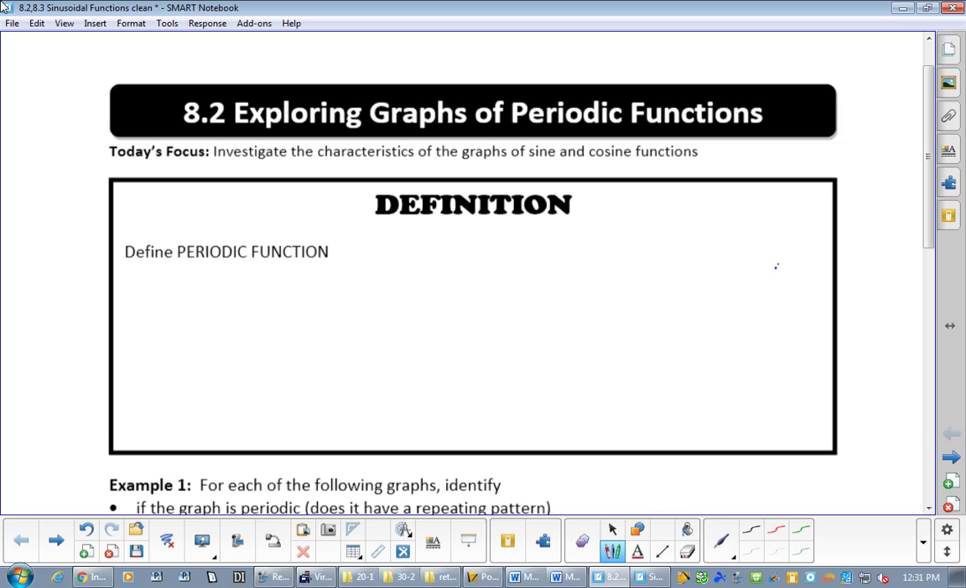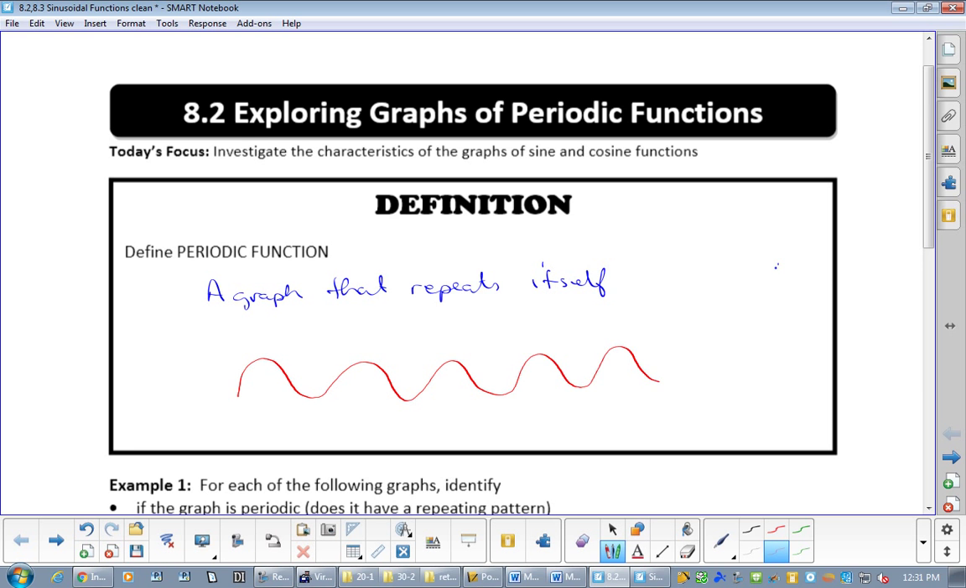And you know my exams by now. I want to know, do you even know what a periodic function is, right? I'm going to have a definition. So a periodic function is a graph that repeats itself. And you saw that when I graphed the sine function, it just kept doing the same thing over and over and over, and if you just kept it going, it does the same thing.